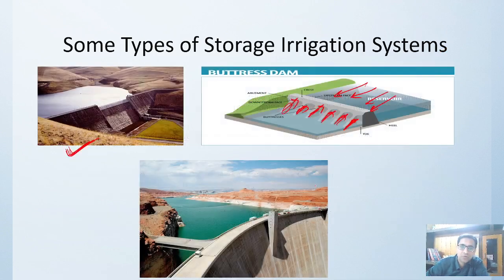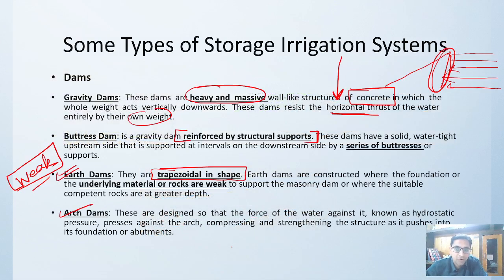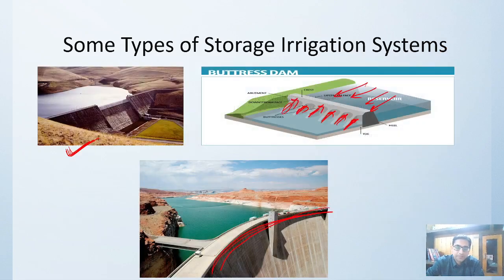Arch dam, if you see over here, so this is an arch dam. In the form of an arc it has been built. These are designed so that the force of the water against it, known as hydrostatic force, creates pressure against the arch, compression and strengthening the structure, and is pushed into the foundation. So it reinforces the whole arch with the use of water itself. So this is called an arch dam. You just need to know what types of dams there are, nothing more to discuss in this.